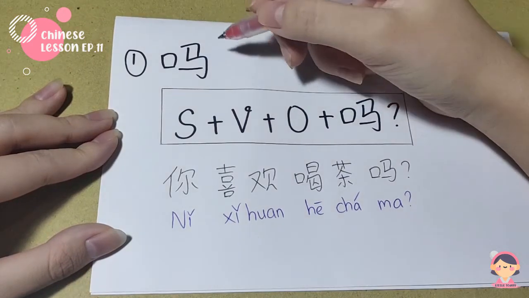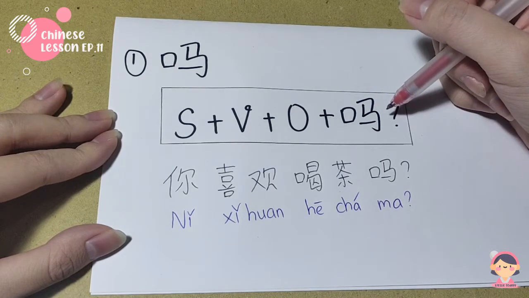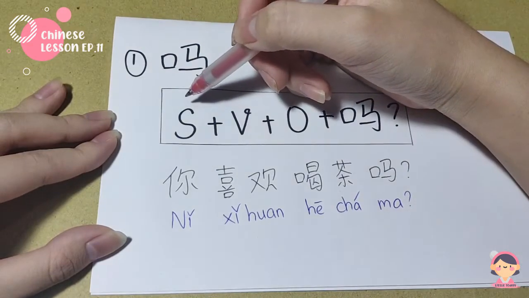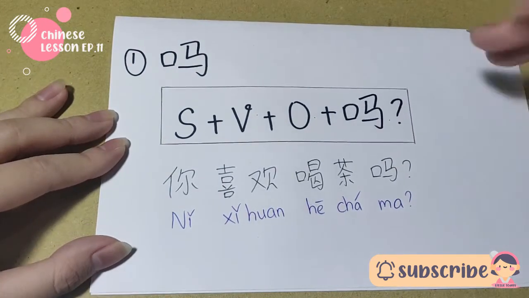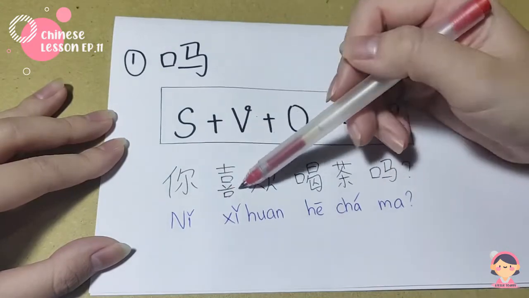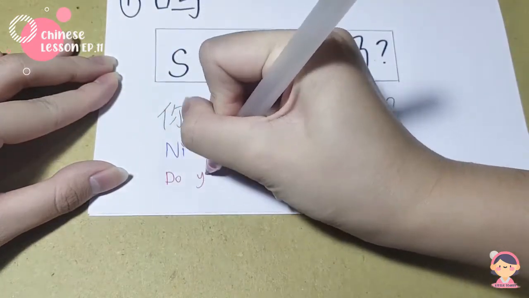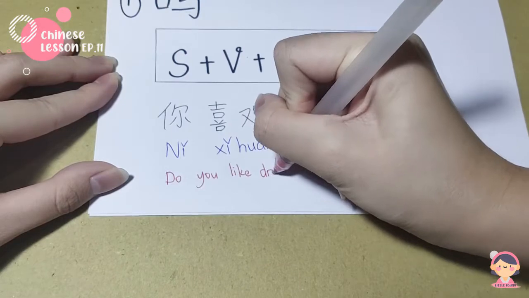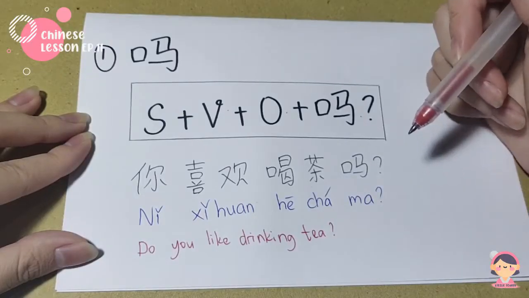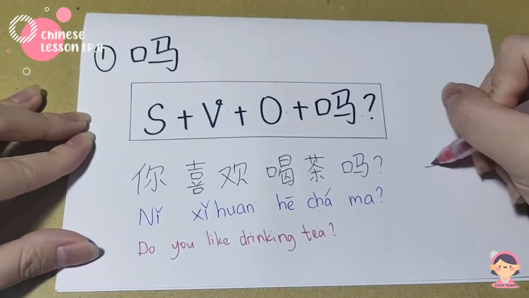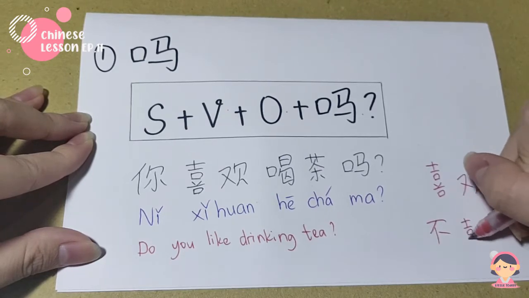So when we use the particle ma for making yes-no questions, we just need to add the particle in the end of a sentence. So the structure is gonna be subject, verb, object, and then plus ma. For example, 你喜欢喝茶吗? This sentence means, do you like drinking tea? And you can answer this sentence with 喜欢 if you like drinking tea, or 不喜欢 if you don't like it.